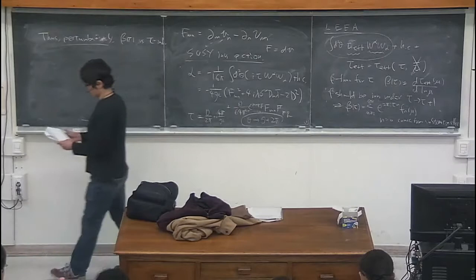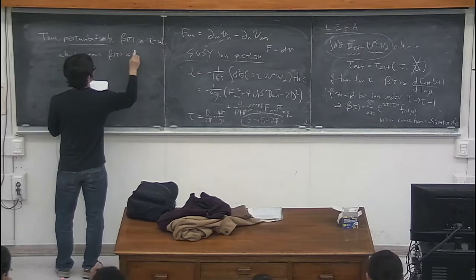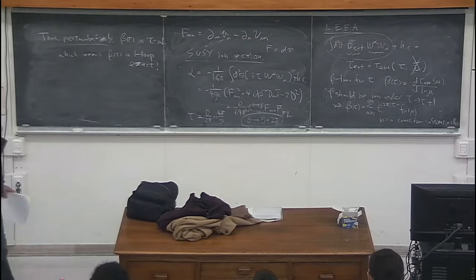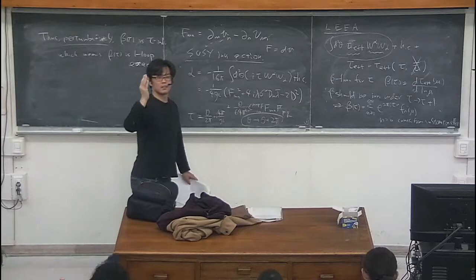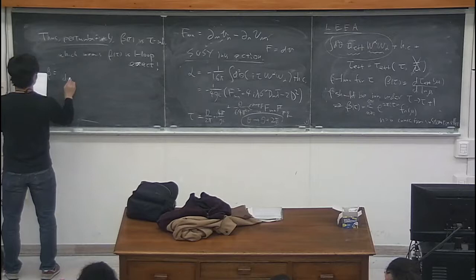Then this means this beta function is one-loop exact. There's no two-loop or three-loop effect. It's just a one-loop effect. It's like an anomaly. This can be seen from the definition of beta, which is like this.